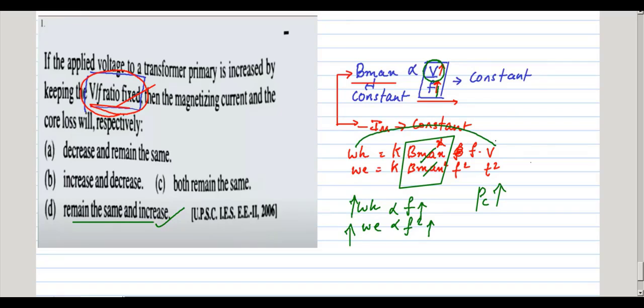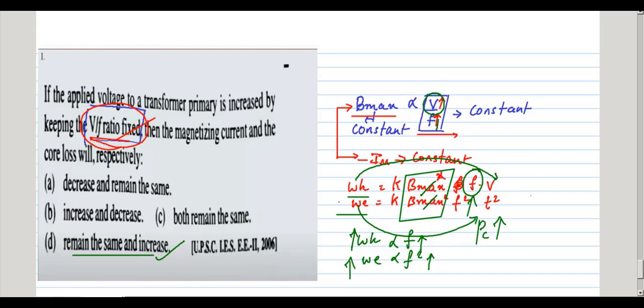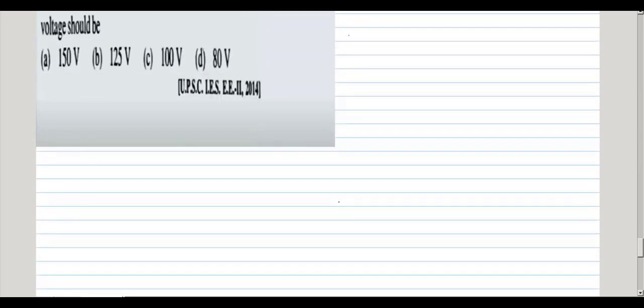Hysteresis loss depends upon the frequency, eddy current loss depends upon the frequency. So by increasing the applied voltage, simultaneously I am increasing the frequency. So when frequency increases, what happens to hysteresis and eddy current loss? Increases. Okay, what happens to the final core loss? Increases. Okay, next question, hope you understand. Next question, this is the question given.